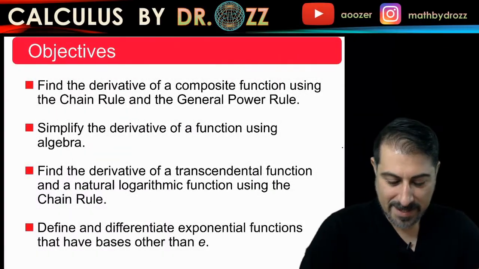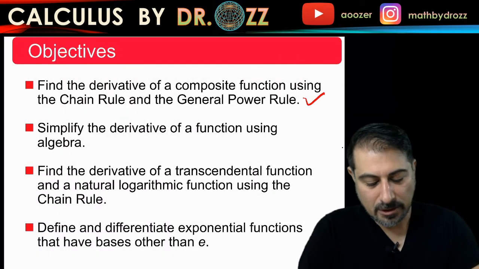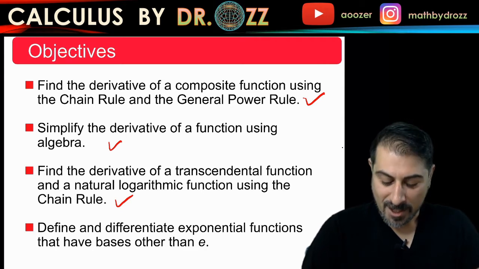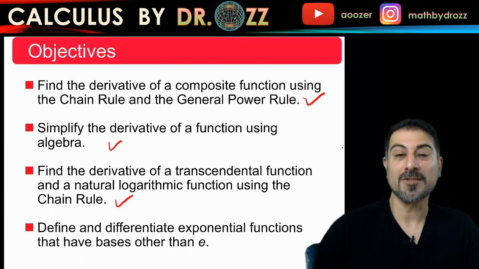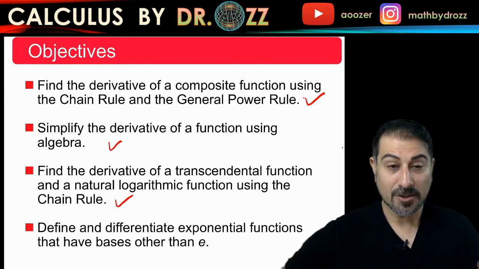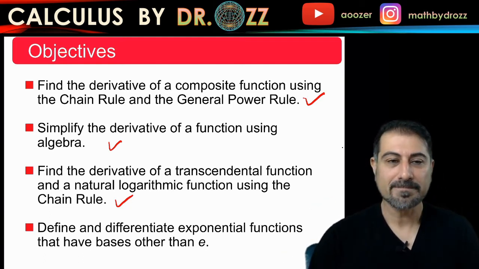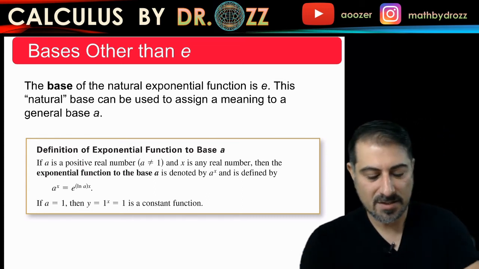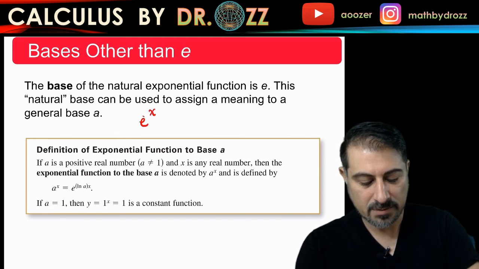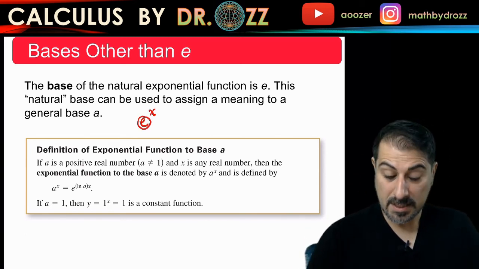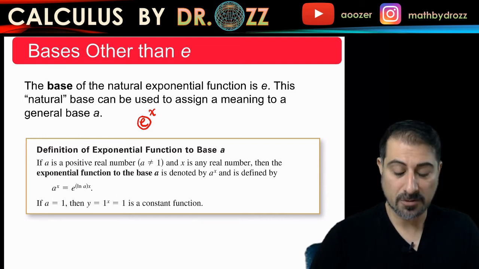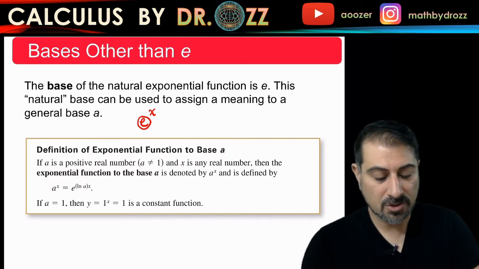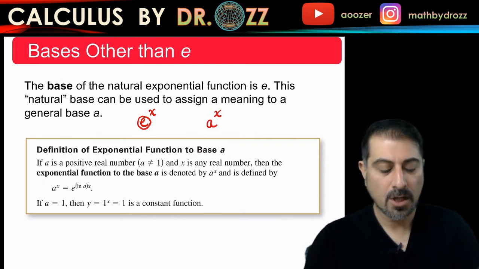All right, we have achieved three learning objectives in the first three videos. So now we're going to try to define and differentiate exponential functions having bases other than the number e. So let's get started. We know that the base of the natural exponential function is e. Once we have e to the x, this number e is the base of the exponential function. What happens if you change this base to another number, a?